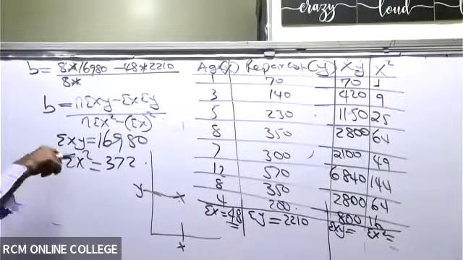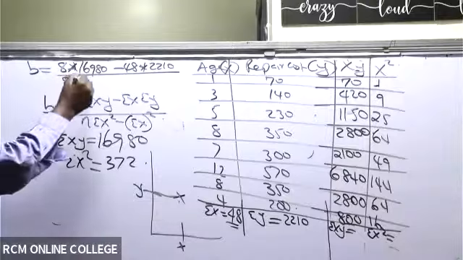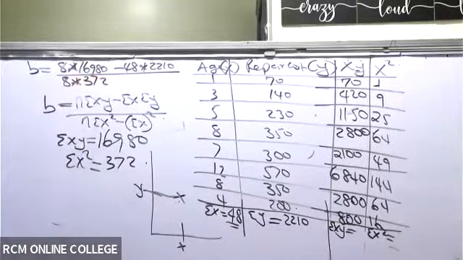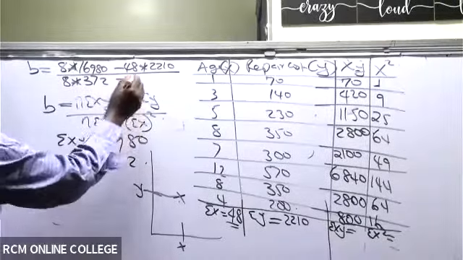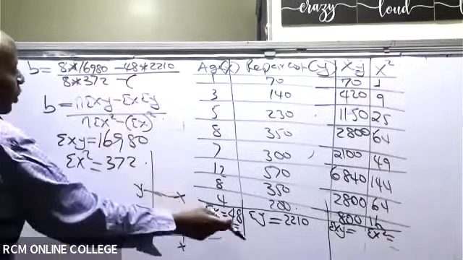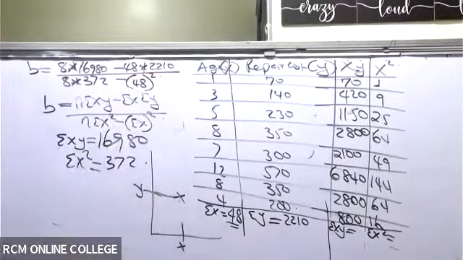Summation of x squared, we were able to do it ourselves by the side and we added, which in this case gives us 372. Minus, now check what we have here in brackets. We have summation of x, which here is 48. We close like that, squared.